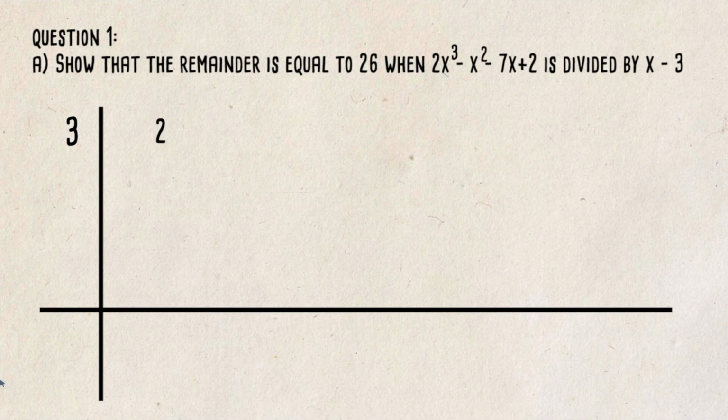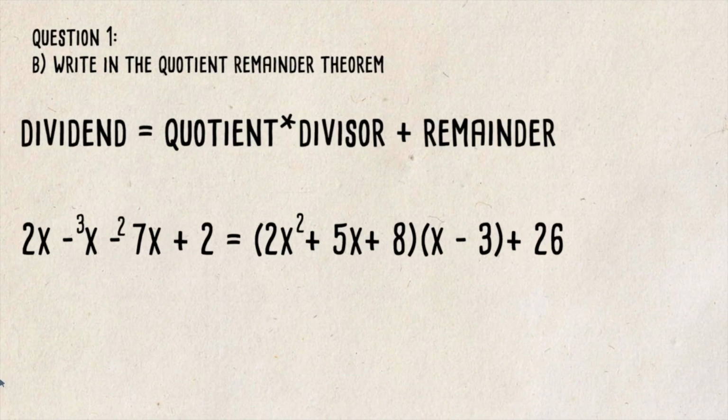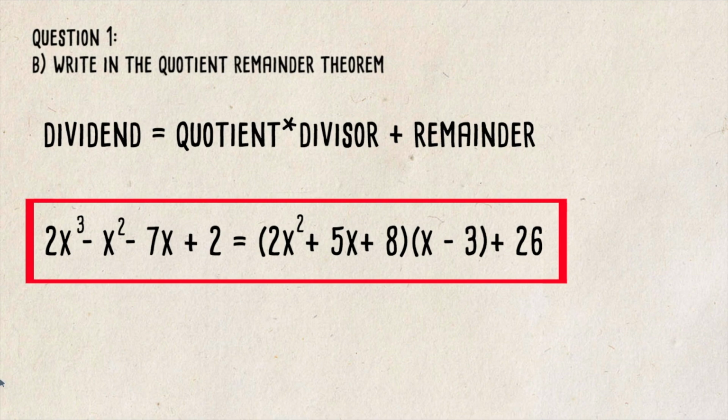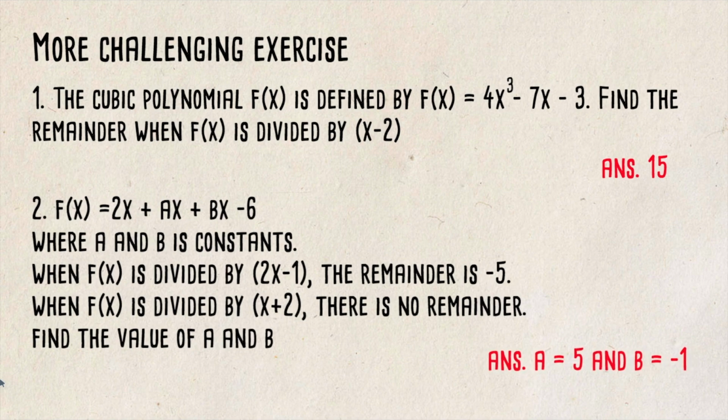For A, just put the equation into the synthetic division, and if you follow the steps, you will get the right answer. For B, you just substitute the number into the form of the quotient remainder theorem, and then you will get the answer. So this is the more challenging exercise for you guys. Make sure that you follow the steps and you will get the right answer. Oh, and the answer is right above there, so you can check it if you're done.